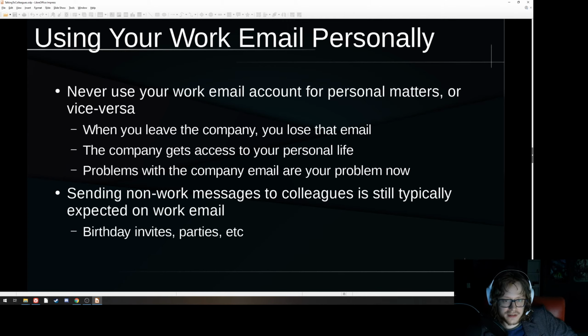Now, if you have non-work messages, like you're inviting all of your work colleagues to your birthday party, it's still typically accepted to send those on the work email. So messages to your coworkers, even if they're not necessarily work-related, are fair game, I would say.